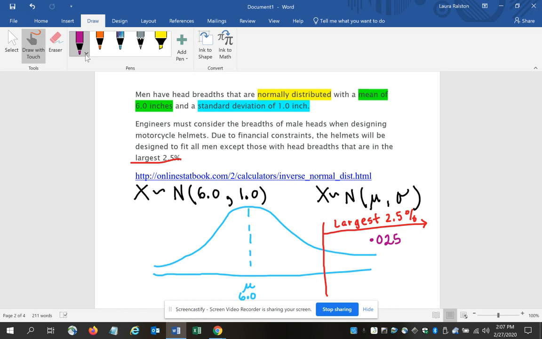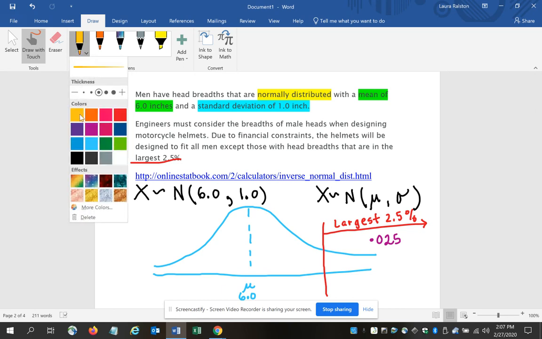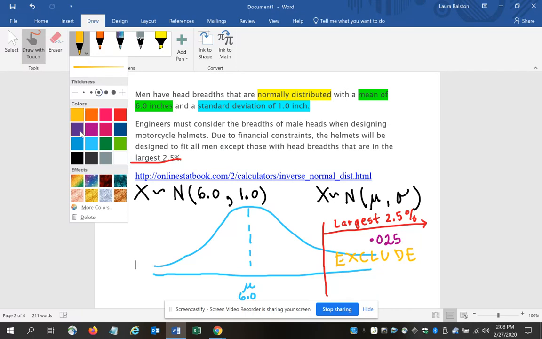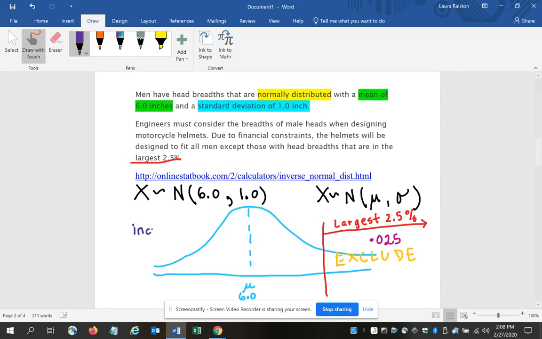Okay, so we're going to exclude that particular amount. So these are the people whose heads are so big that if they wanted to buy a motorcycle helmet, they would have to special order. Okay, so we're going to exclude these. Well, if we're going to exclude 2.5%, I hope you realize that means that we're going to include the other part, which means we would actually be including 97.5% of men who would be able to buy these particular motorcycle helmets.